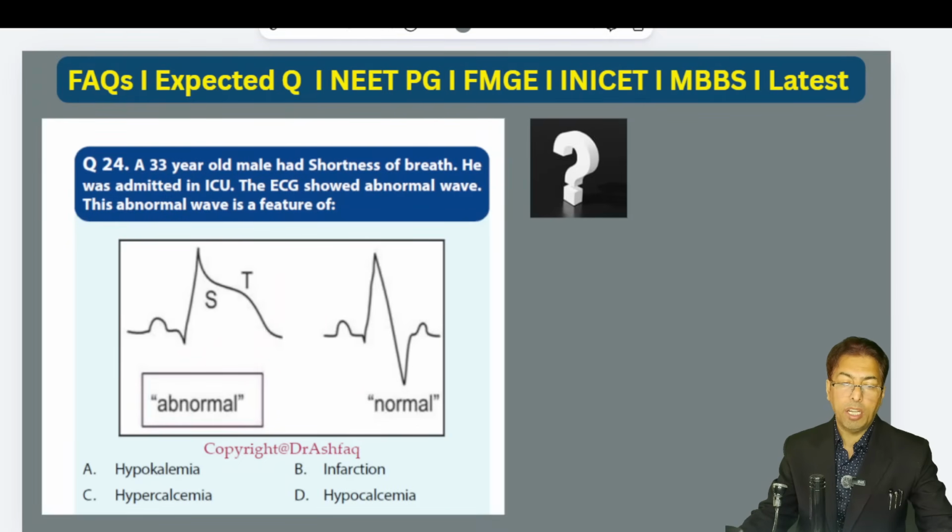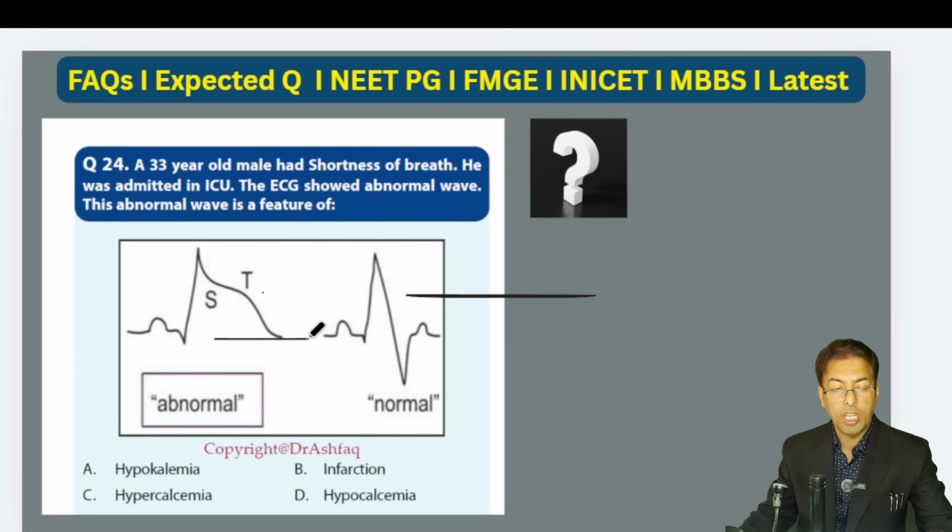Now, another image-based question. A 33-year-old male has shortness of breath and he was admitted in ICU. The ECG shows an abnormal wave. So this abnormal wave is a feature of hypokalemia, infarction, hypercalcemia, hypocalcemia are the conditions given. But as you can see over here, this is a normal ECG, and this is an abnormal ECG.